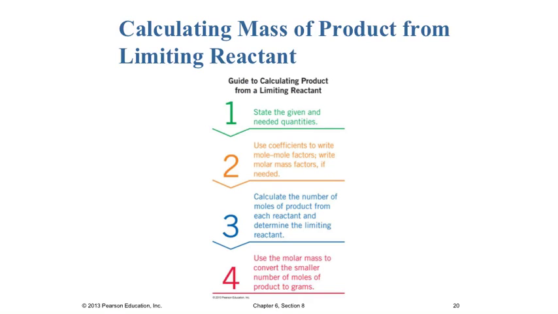So here's some steps when calculating the mass of product from the limited reactant. You're going to state the given, use coefficients to write mole to mole factors or molar mass, calculate the number of moles for your reactants and your limiting reactants, and then use molar mass to actually convert the smaller number of moles of product to grams.